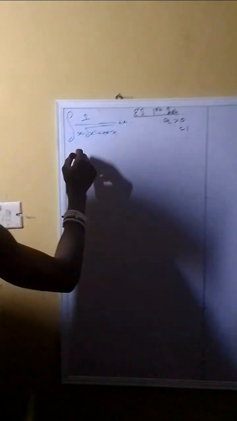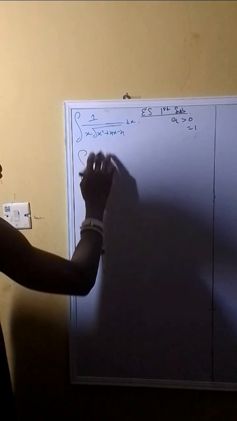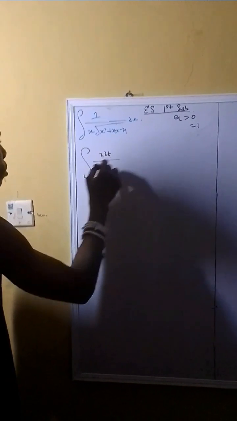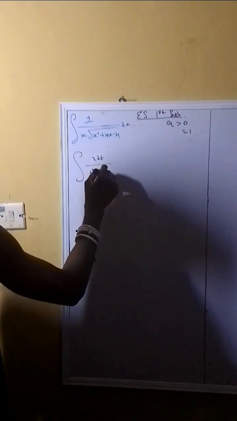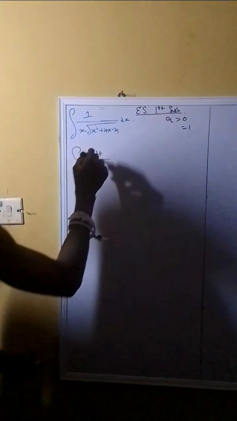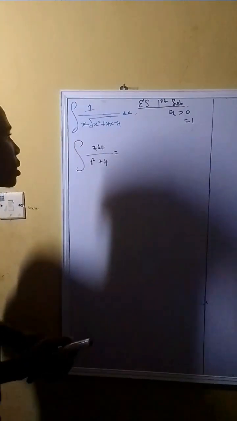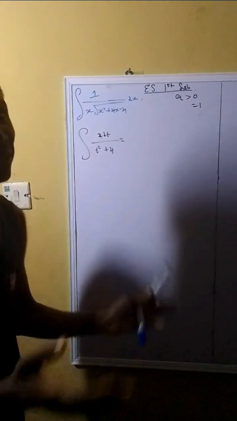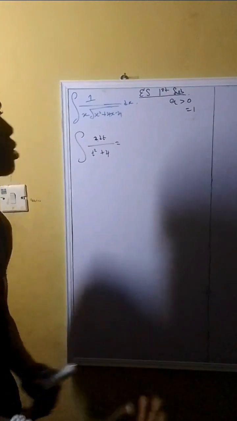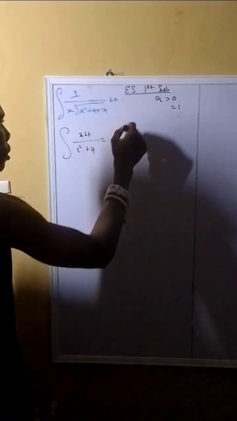Now, before I move on, I want to quickly explain something. That is integrating something like, let's say, 2 dt over t squared plus 4. I will really need this. That's what I want to quickly explain now before we move on. Now, guys, this automatically looks like a tan inverse, yes. But how do you process it to make it look like this?